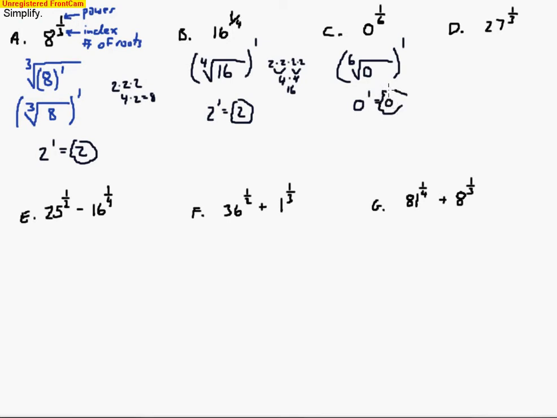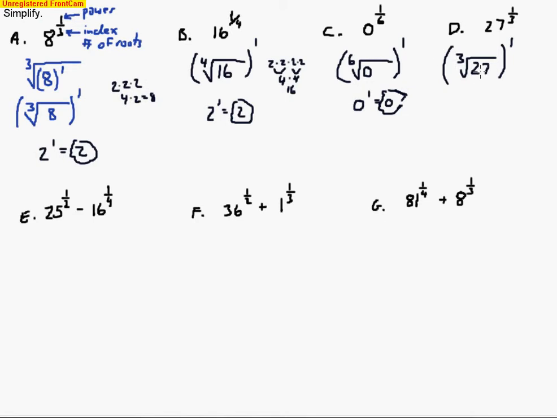So that would be our answer. Well, 27 to the 1/3 power, same sort of thing. 27 is the number that goes underneath that radical sign. We're looking for 3 numbers that make 27, and then once we do that, we raise it to the first power. And so from this point, we're looking for 3 numbers that make 27.